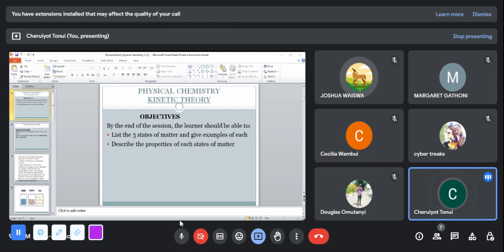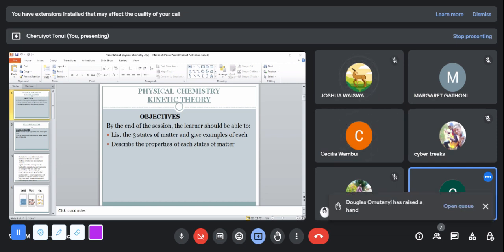Okay, today we are learning a physical chemistry topic called kinetic theory. But before we start, I hope you have marked the register. Have you marked the register? Yes. Okay, thank you.